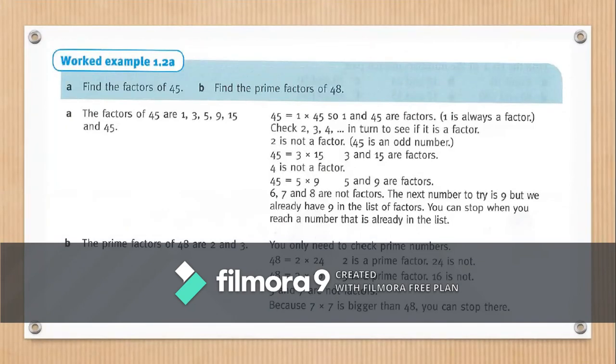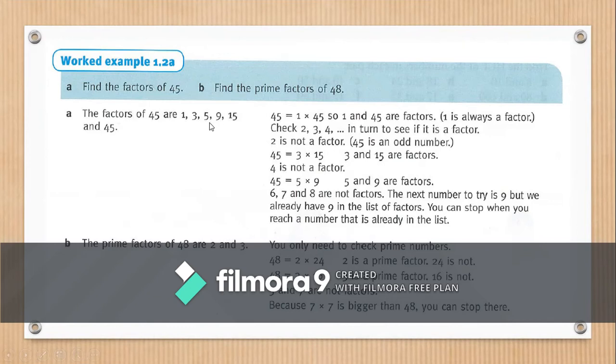Other than this, we just check 3. 3 how many times? 3 multiplied by 15. So I write both these numbers, 3 and 15, because that is equal to 45. Now 4 doesn't have. 4 elevens are 44, not 45. Now 5: 5 how many times? 5 nines. So I write 5 and 9 both.